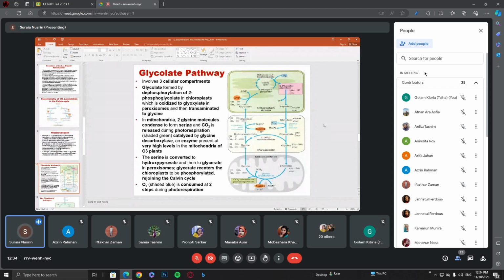So this 2-phosphoglycolate is dephosphorylated by releasing the phosphate group. It produces glycolate. So the chemical structure is also shown here. You can see glycolate has two carbons: at number one, it has the carboxylic group, and the other carbon has the hydroxyl group.